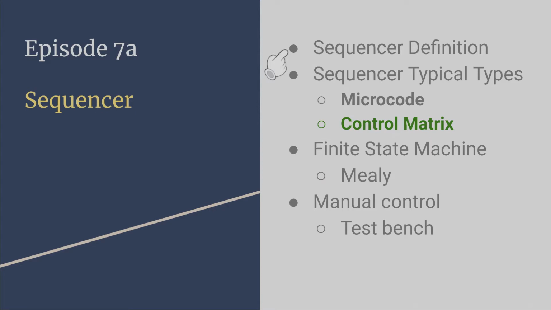Let's take a look. In episode 7a, we'll look at sequencers and their 2 typical types, the microcode and the control matrix. Then we'll look at state machines and more specifically the Mealy. And finally, we'll look at a manual way to actually control the signals that go out to any particular kind of device. And that will be represented in a test bench.